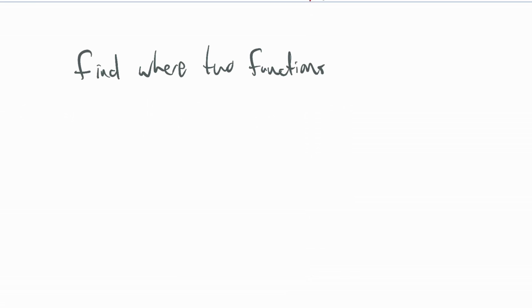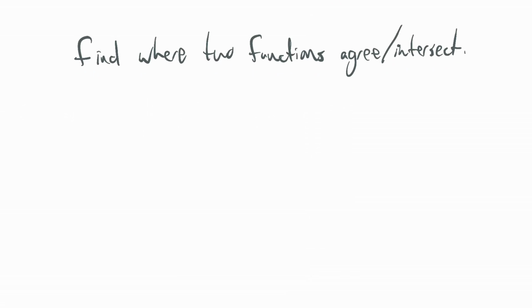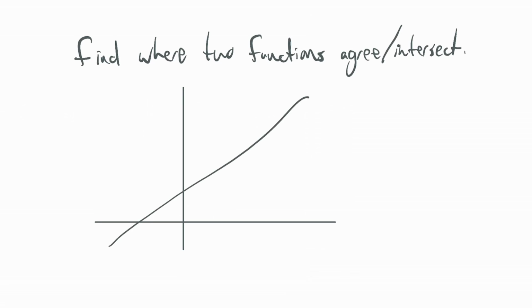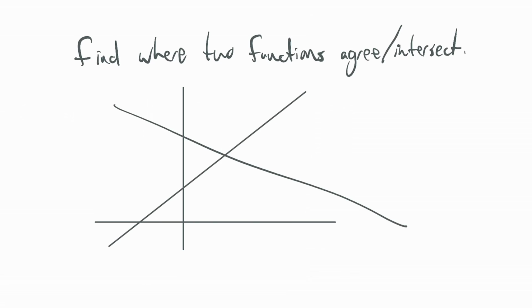Where two functions agree, or intersect. Let's put it that way. Since we haven't gotten to quadratics yet, we'll do just linear functions. So if I had my XY axis, something like that, and I have a linear function like this and a linear function like this. I'm not going to put arrows on these, but these are lines.